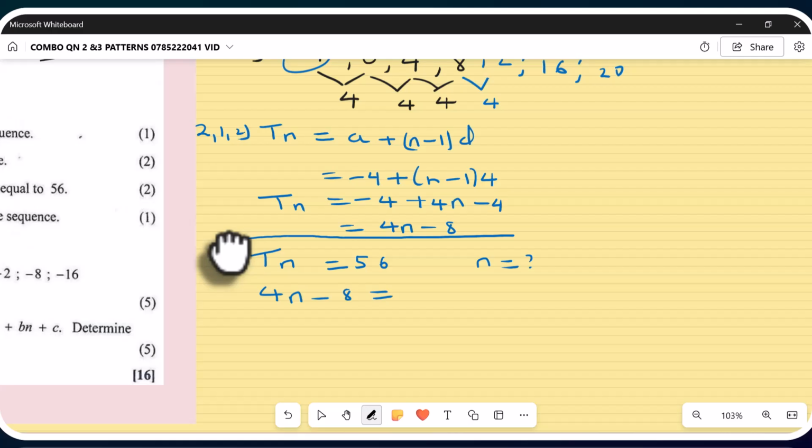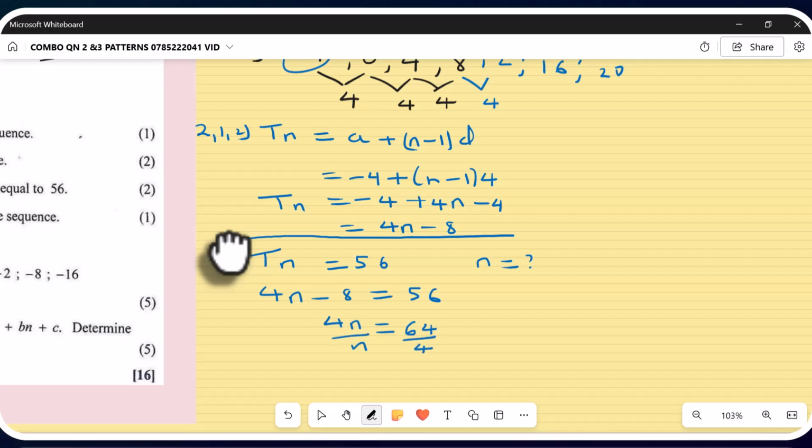We have the sequence x, y, 2, negative 2, negative 8, and then negative 16. So we have x, followed by y, then by 2, followed by negative 2, then by negative 8, and then by negative 16.